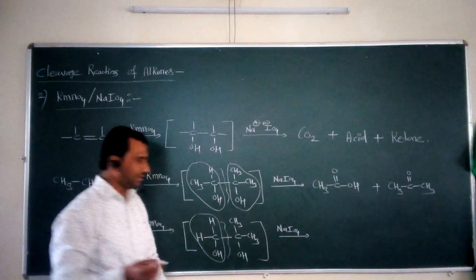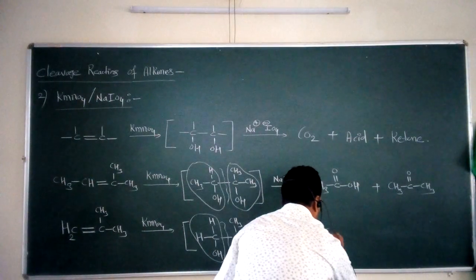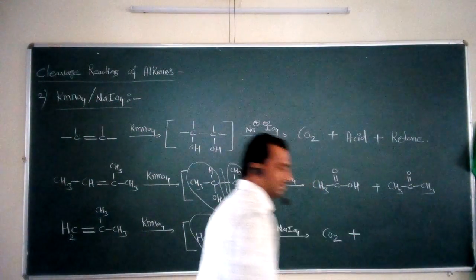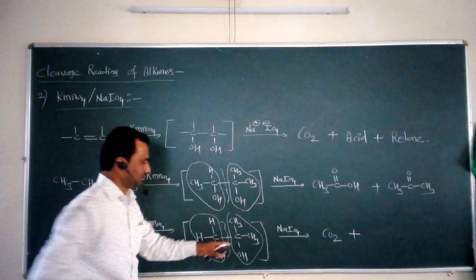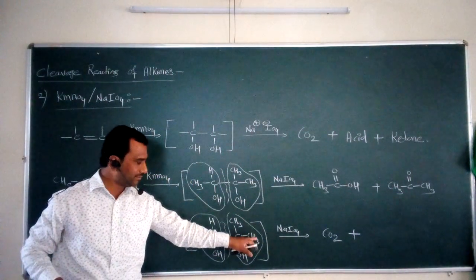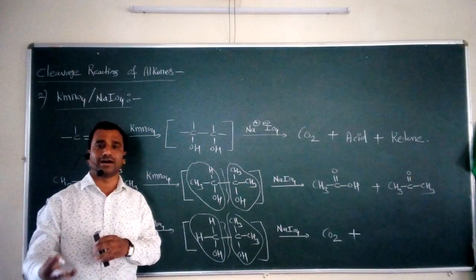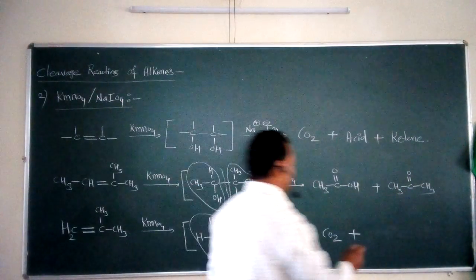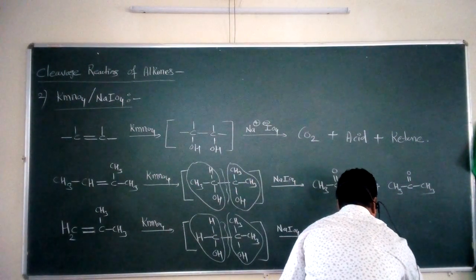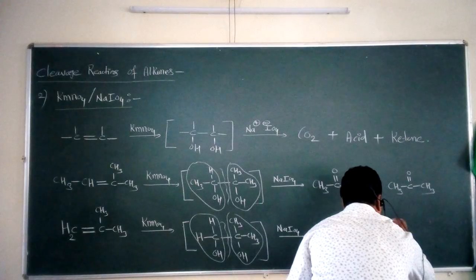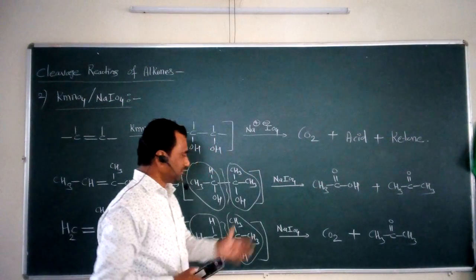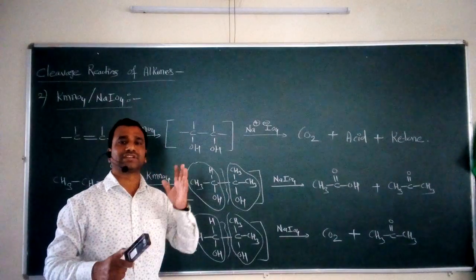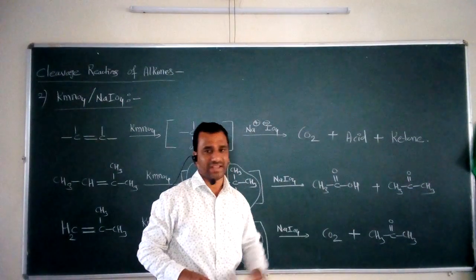What happens? We get CO2, that is carbon dioxide formation, plus from this second part, that is H single bond, sorry, CH3 single bond CH3 single bond OH. From this second half part, we get the formation of ketone, that is CH3 single bond C double bond O single bond CH3. So we can say that two different types of products are obtained. One is carbon dioxide and the second is called acetone.